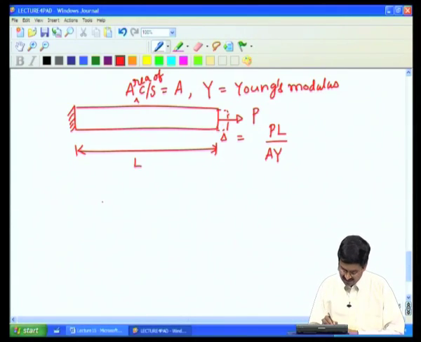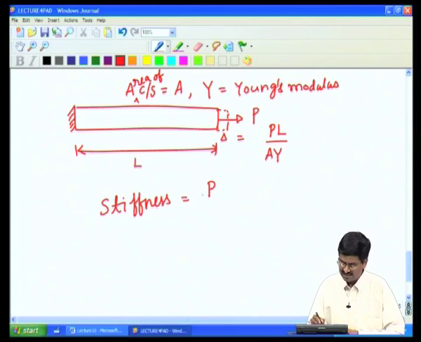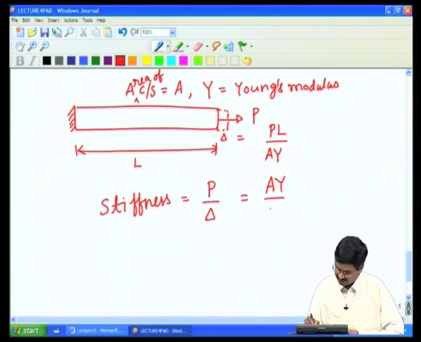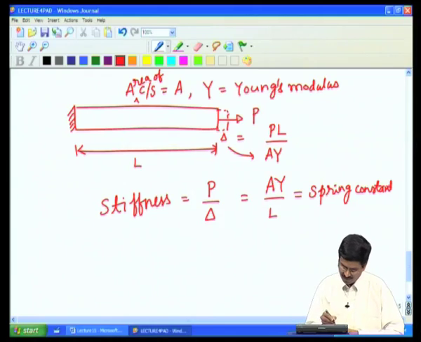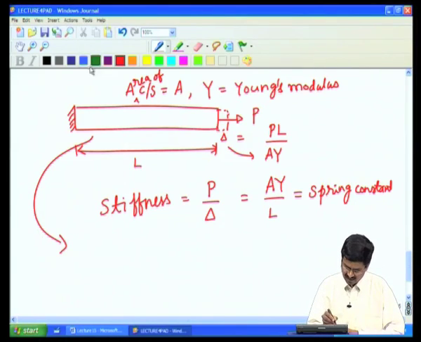Now, what do we mean by stiffness? Stiffness is the force, which in this case is P, divided by the elongation delta. What is P by delta? In this case it will be A times Y by L. So, I bring delta this side and A Y goes there, L goes here, we get P by delta equal to A Y by L, which is also called the spring constant of the bar if we were to represent this bar as a spring.